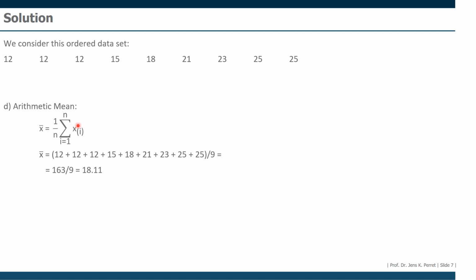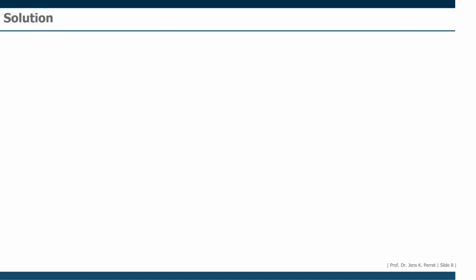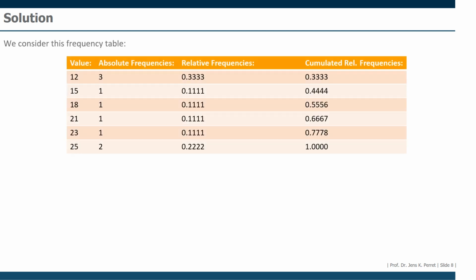That's a classical version for the arithmetic mean, but we can also use 2 alternatives, which might make calculation a bit shorter depending on the data set you're actually using. So let's have a look at those 2 alternatives as well. For the first alternative, we're going to refer to the frequency table, and in particular to the column on values and on absolute frequencies.